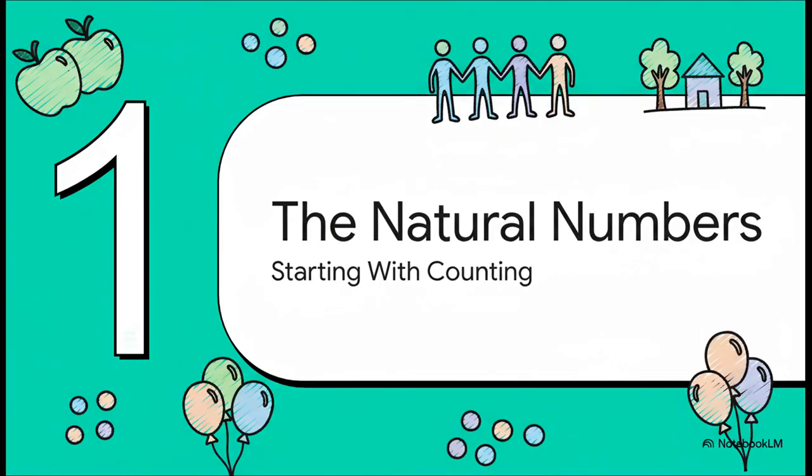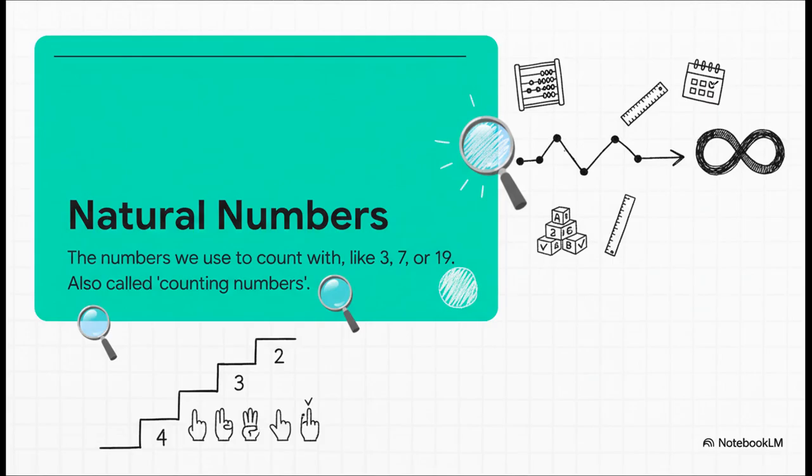Well, we're going to start with the very first numbers any of us ever learn, the ones we use to count stuff. Yep, we're talking 1, 2, 3, 4, and so on, all the way up to infinity. These are your bread and butter numbers. If you can point at it and count it, you're using a natural number. Simple, right? These are the absolute foundation.